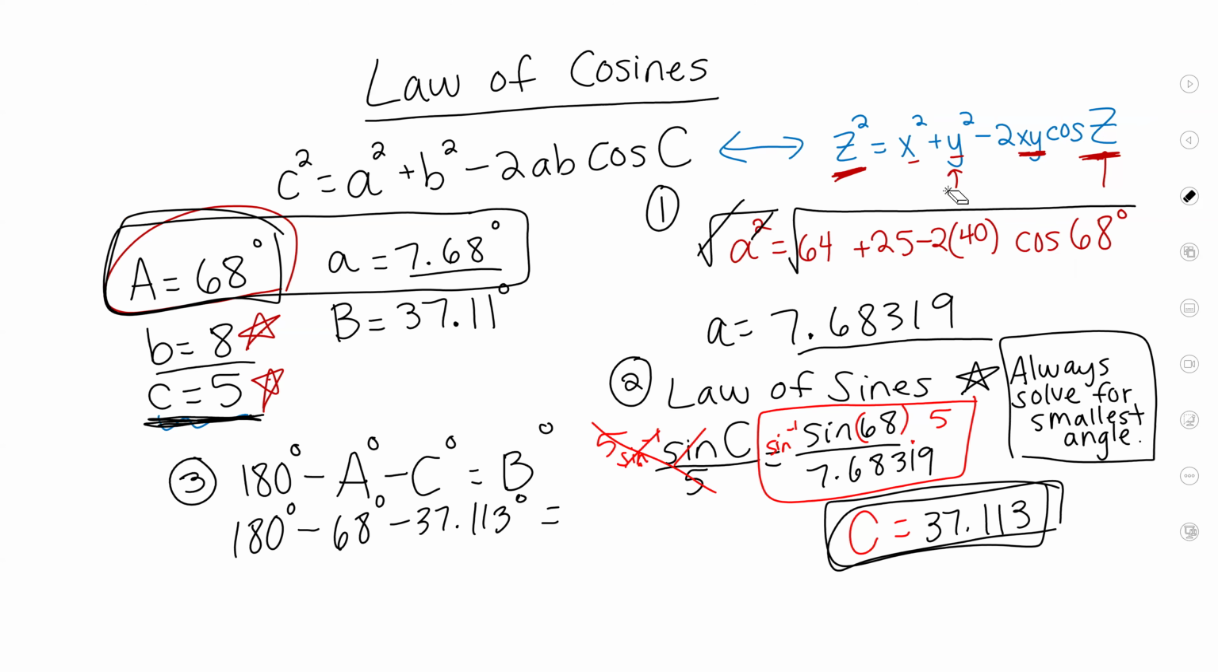I'm sorry, I labeled this as B. That's angle C. So we need to find angle B. All right, what's that last angle? Did y'all get it yet? 74.887 degrees. All right, so I found all parts of the triangle, all three sides and all three angles.